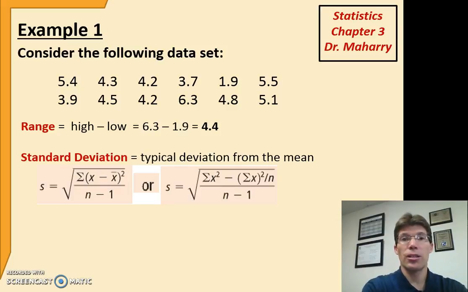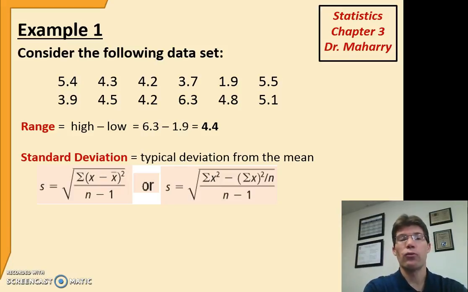But the formulas look something like this. The first one is sometimes referred to as the definition, because notice it takes each individual value minus the mean and squares it. That's where we get those deviations away from the mean. Now the second formula is sometimes referred to as the computational formula. It is the same formula. You'll get the same answer either way, but you calculate a little differently.